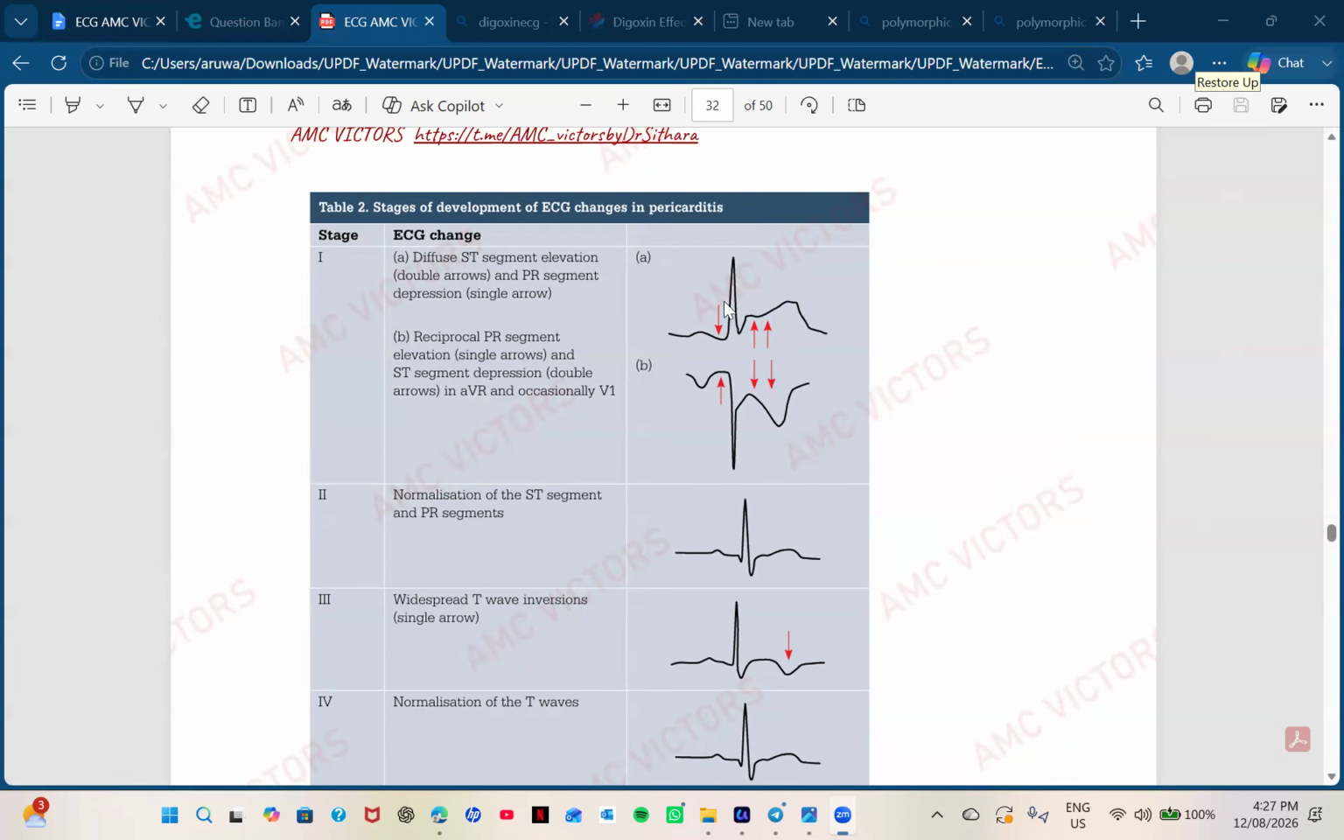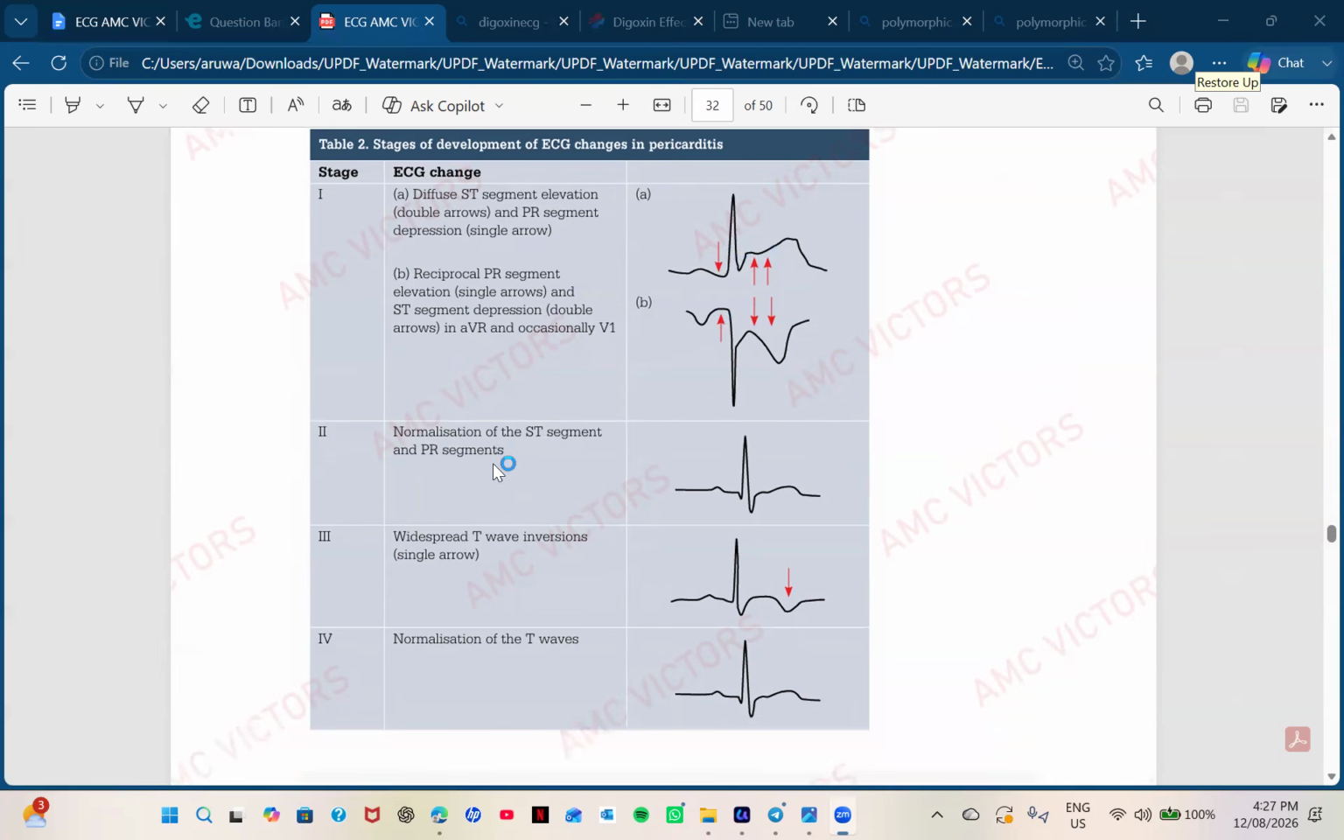Reciprocal means a mirror effect, right? You can see the mirror effect here. One is upright and the other is downward because of the reciprocal change. That means mirror changing.